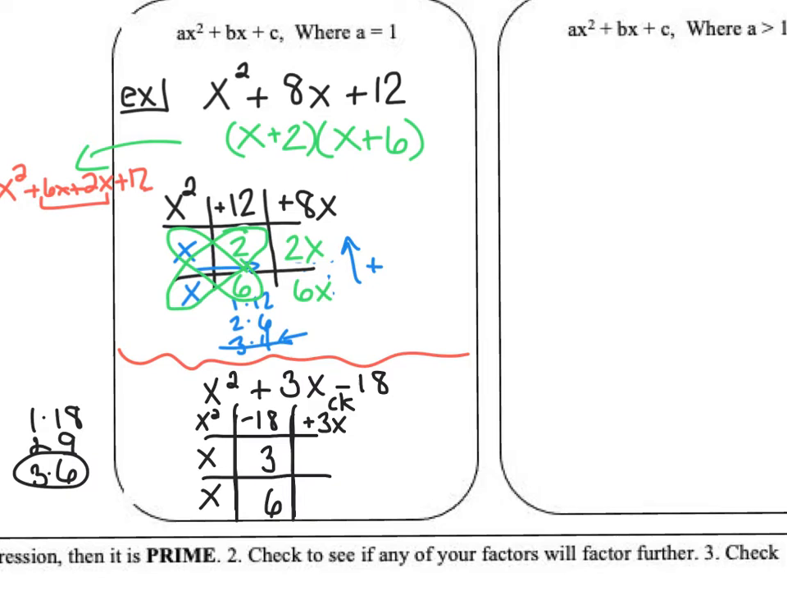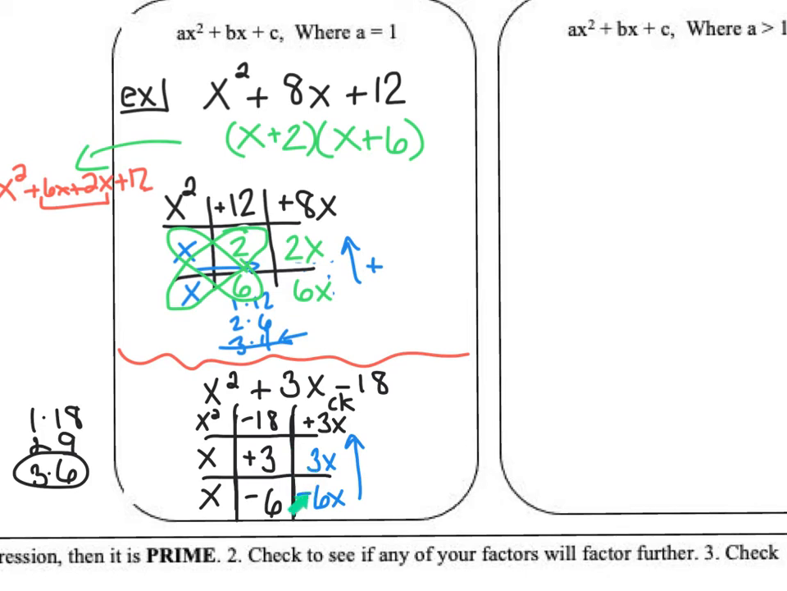I need it to be negative 18. So I'm going to make one of these be negative. I'm going to make this one positive and this one negative. Now, the more you do, the better you'll get at spotting what it needs to be ahead of time. I multiply straight across. That gives me 3x and negative 6x. And then I check. Does that add to give me my top term here of positive 3x? Well, negative 6x plus 3x is negative 3x.